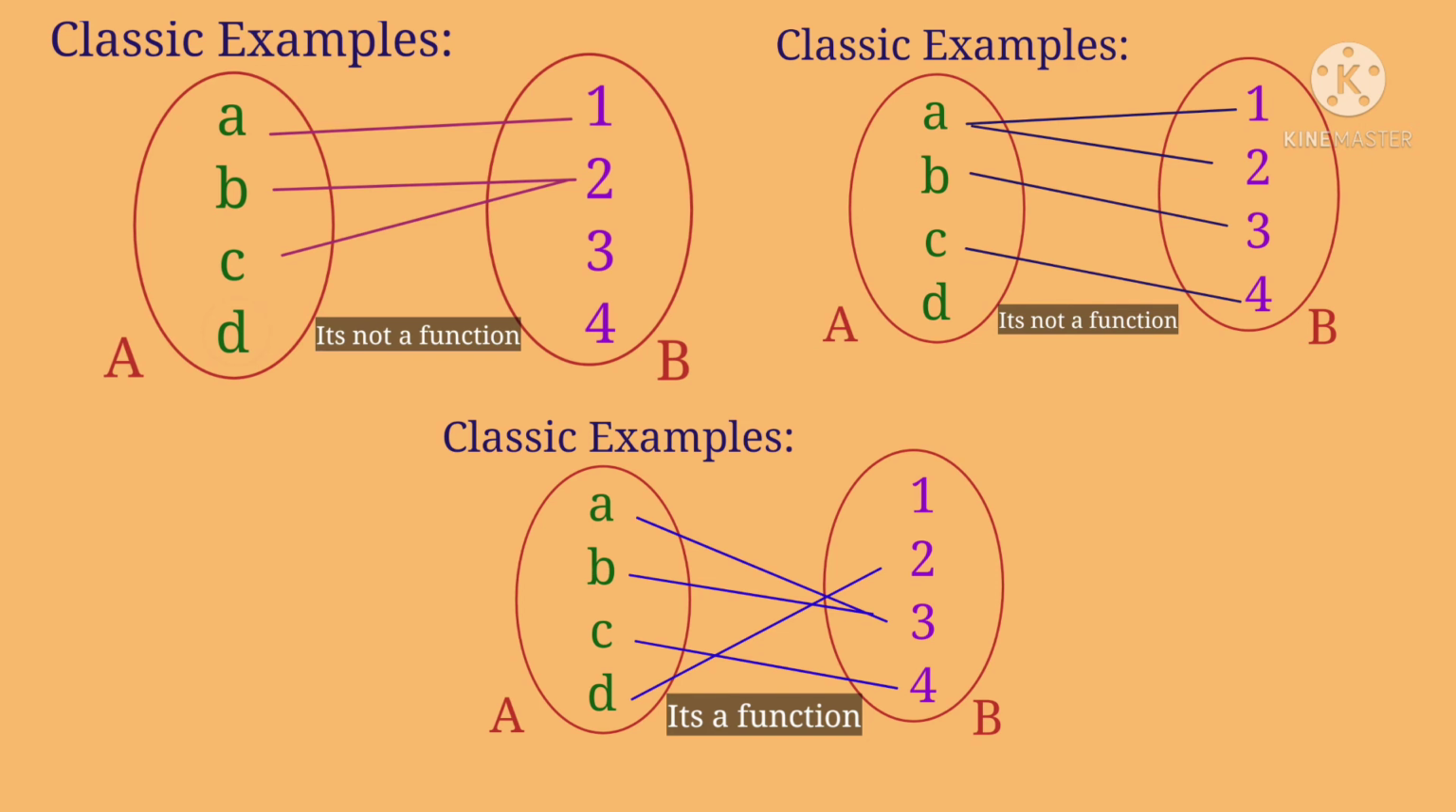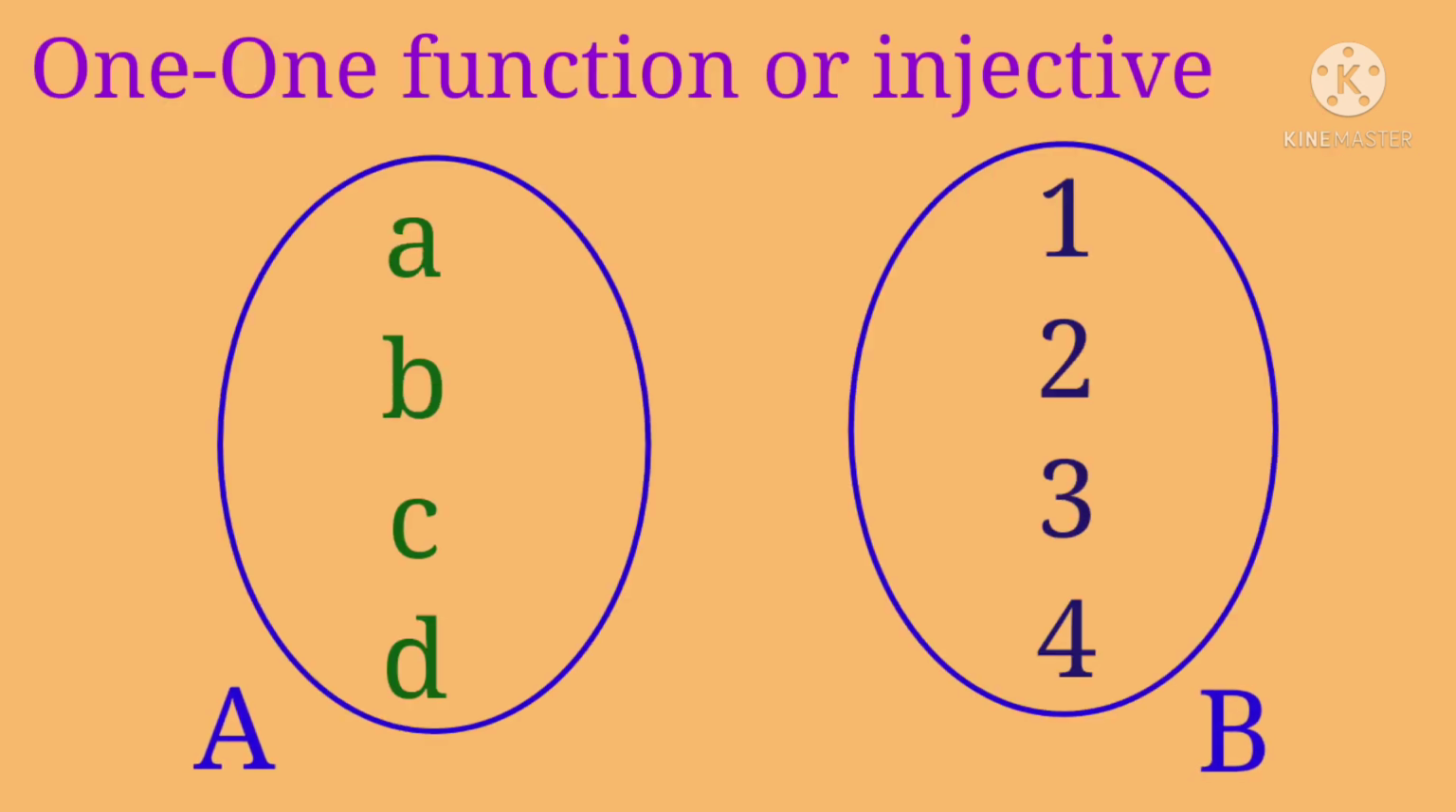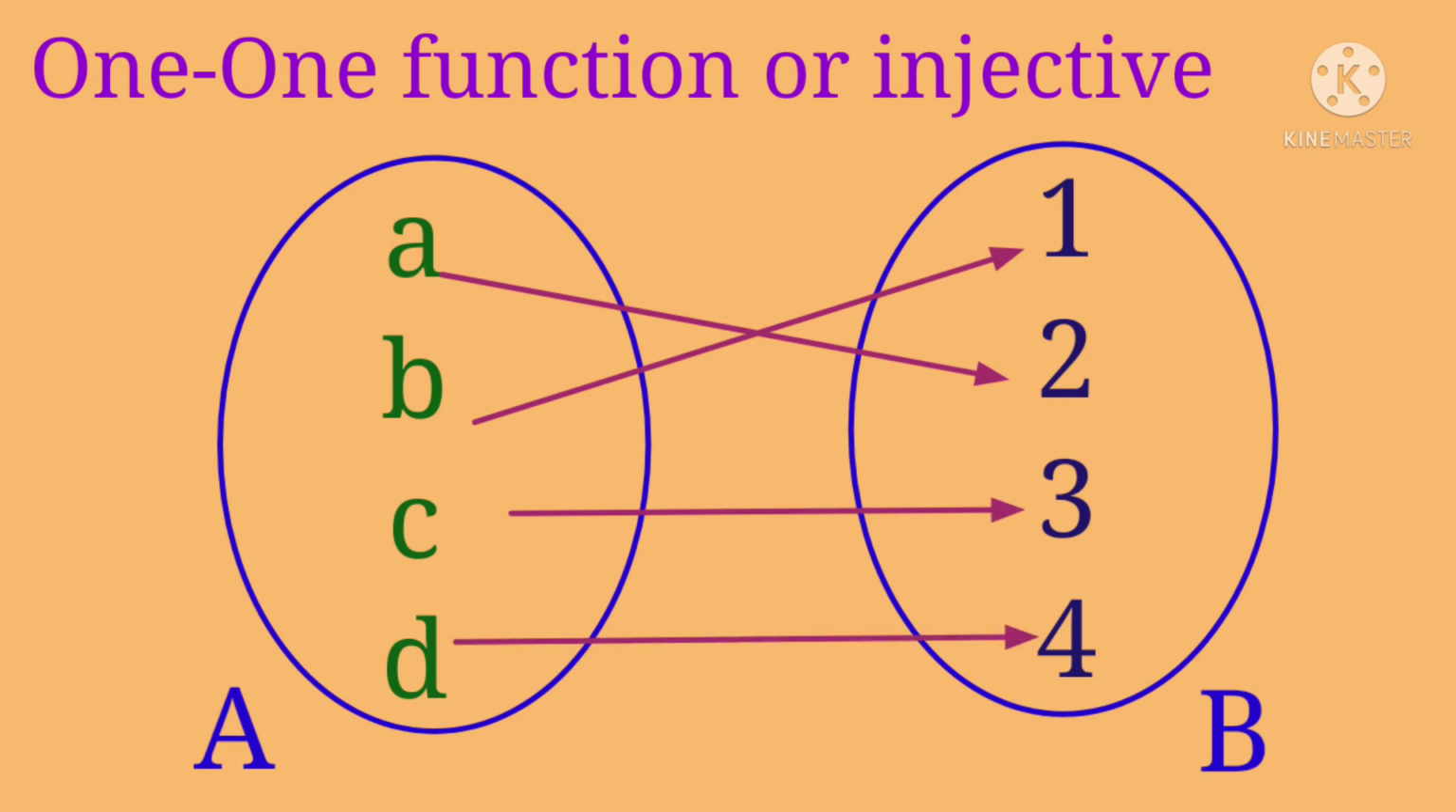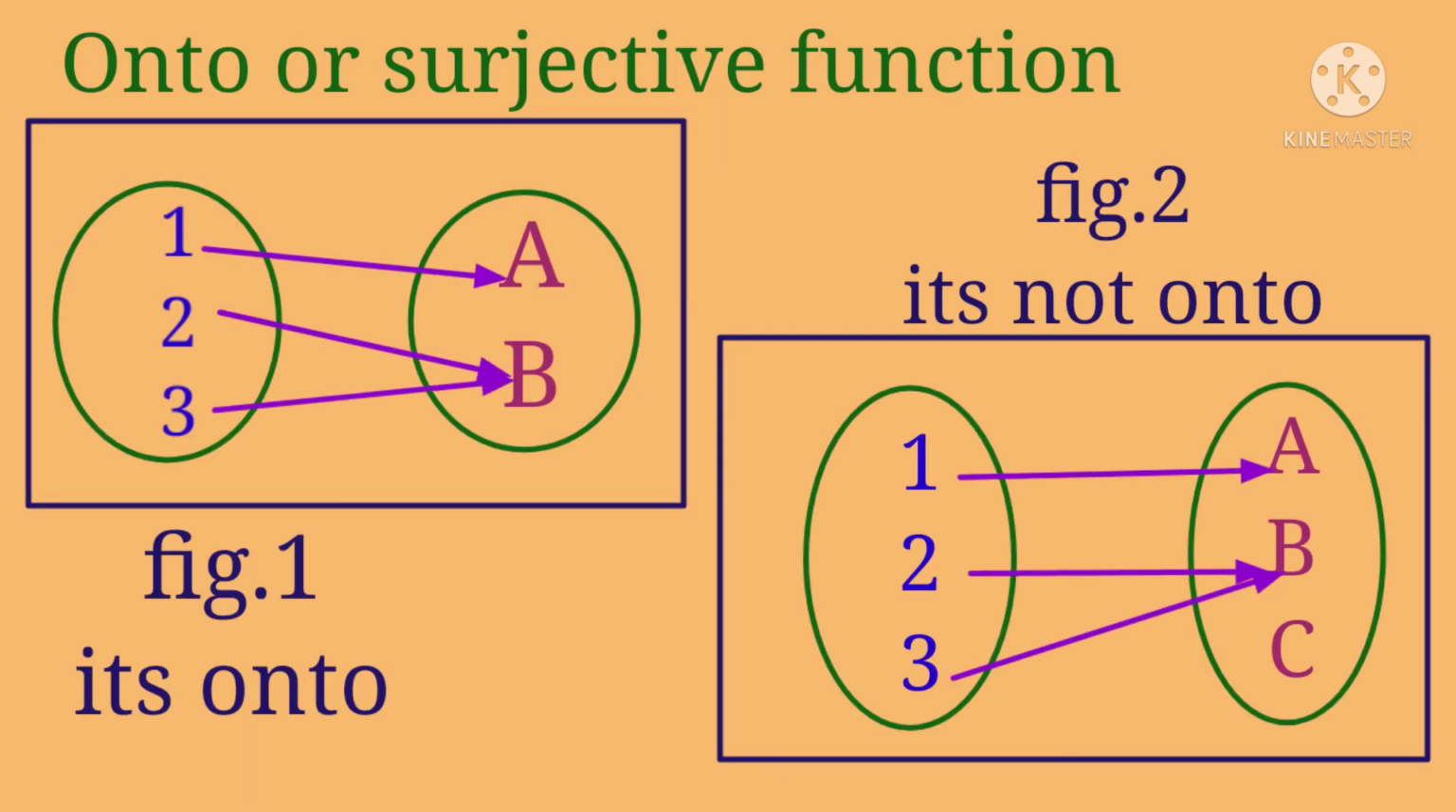Okay, now we'll move to the types of functions, that is one-one function, onto function, injective, surjective, with different types of examples. So let's get started with it. Moving to the one-one function: a function is one-one if any two different inputs in the domain correspond to two different outputs. Now, onto function: there is no element in the codomain that does not have a pre-image.